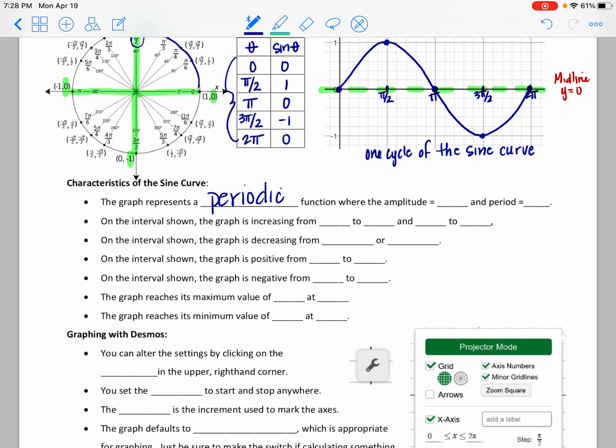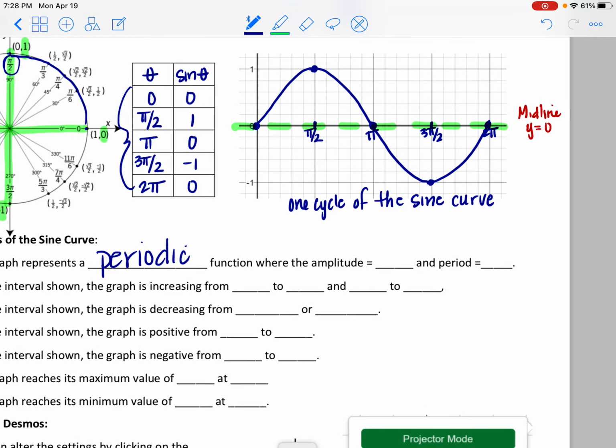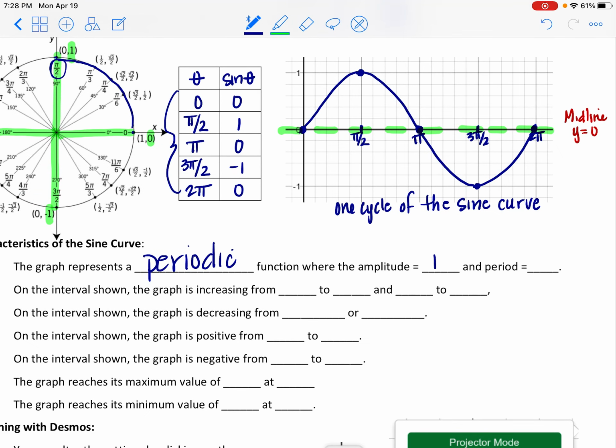You're going to see that uniform pattern of y values that repeats as we move in constant intervals of x. And the amplitude of this function is 1. We are 1 unit above the midline, and we are 1 unit below the midline. And then the period is the horizontal length, how long it took for one cycle to happen, and the period here is 2 pi. So this is kind of like the parent sine curve function.